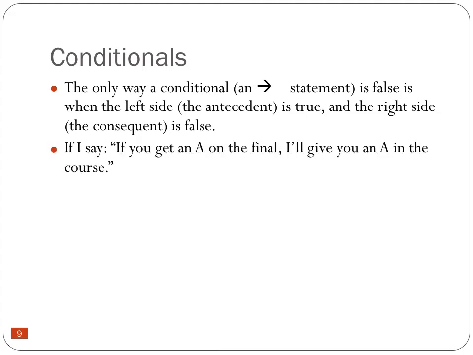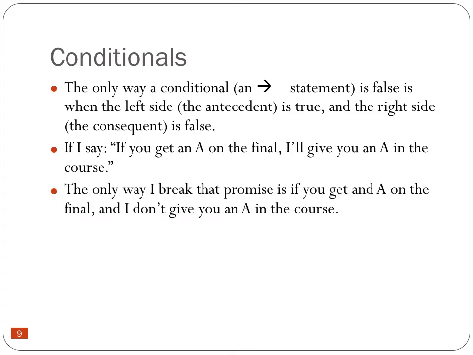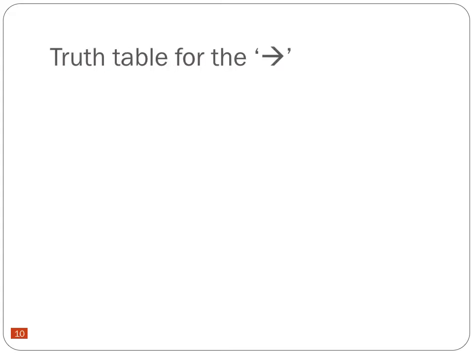So if I made a deal and I said, if you get an A on the final, you get an A in the course, the only way I can break that promise is if you do your part, you do get an A on the final, and then I don't give you an A in the course. Here's the truth table for horseshoes. If both parts are true, the whole statement is true. This would be the scenario where you get an A on the final and I give you an A in the course. Yeah, I kept my promise.